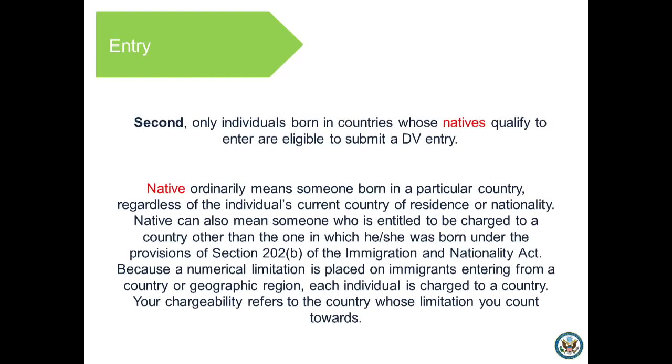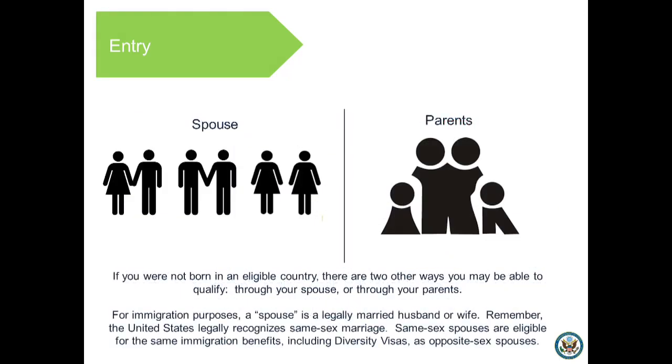Because a numerical limitation is placed on immigrants entering from a country or geographic region, each individual is charged to a country. Your chargeability refers to the country whose limitation you count towards. If you were not born in an eligible country, there are 2 other ways you may be able to qualify: through your spouse or through your parents.